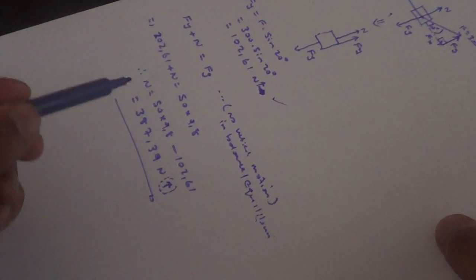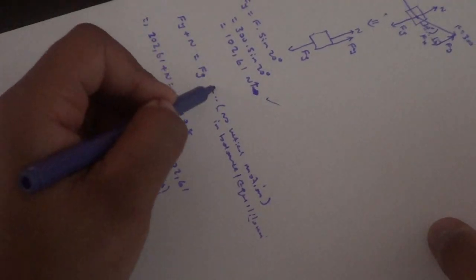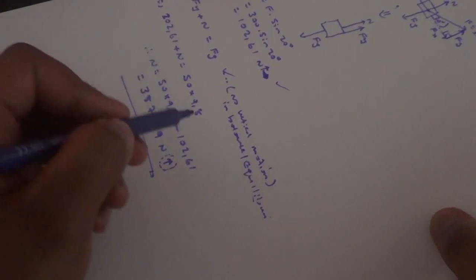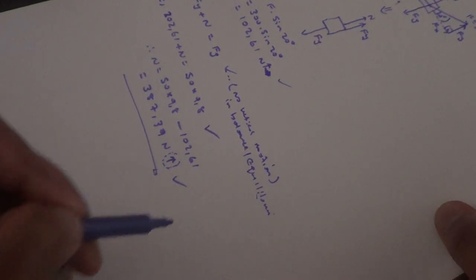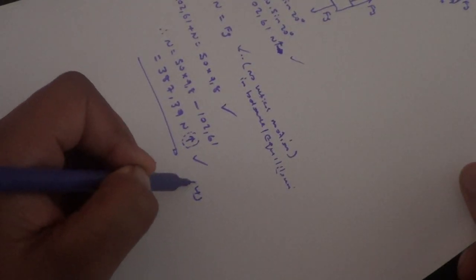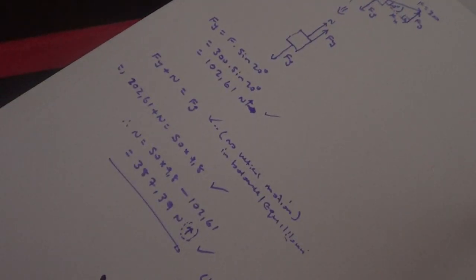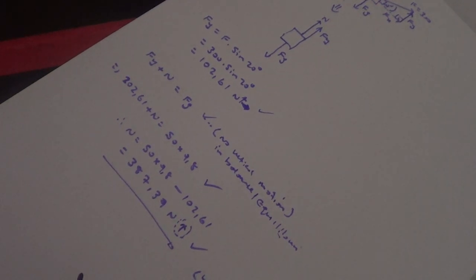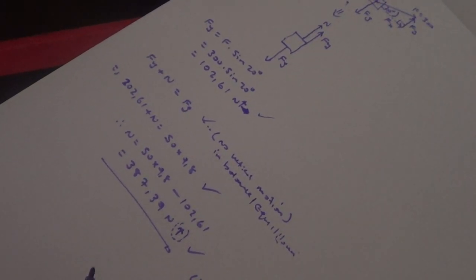All right, you get a mark for that. And I think this statement is critical. Then substitution and your answer. So this is how you get those 4 marks there. All right. So I hope you guys enjoyed this one.